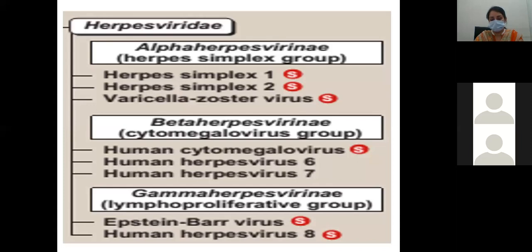So again, this is also classification. As you can see, in alpha herpesviridae three viruses come: herpes simplex 1, herpes simplex 2, and varicella zoster virus. Similarly, the beta herpesviridae, that is the cytomegalovirus group, is divided into human cytomegalovirus, human herpes virus 6, and human herpes virus 7. And lastly the gamma herpesviridae, that is the lymphoproliferative group, has 2: Epstein-Barr virus and human herpes virus 8.